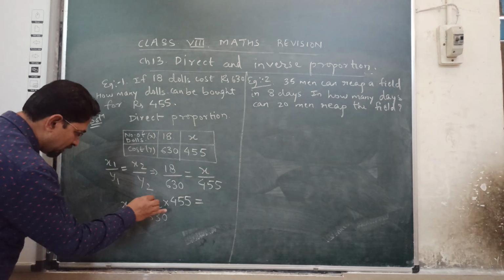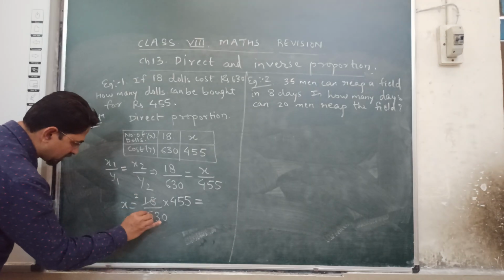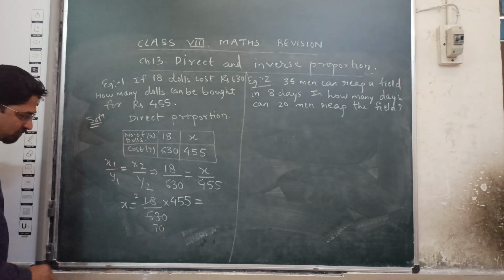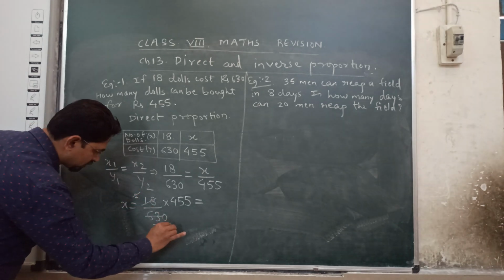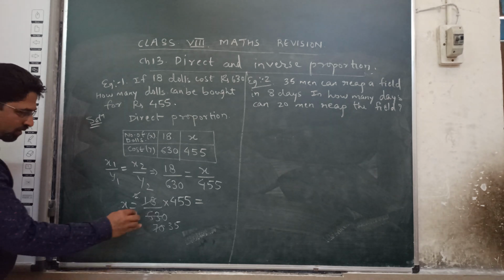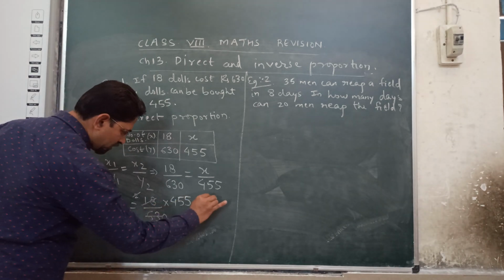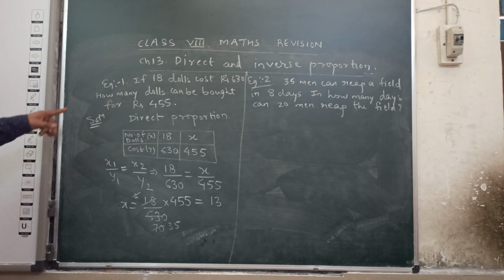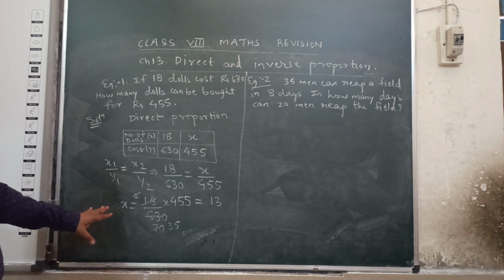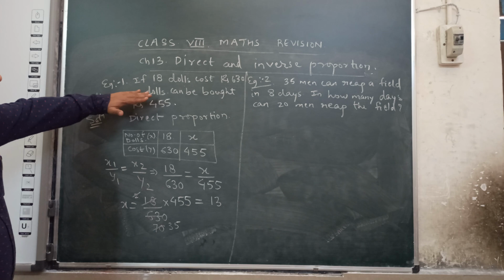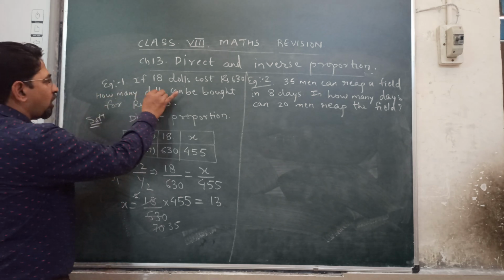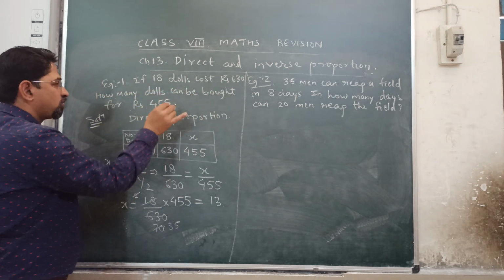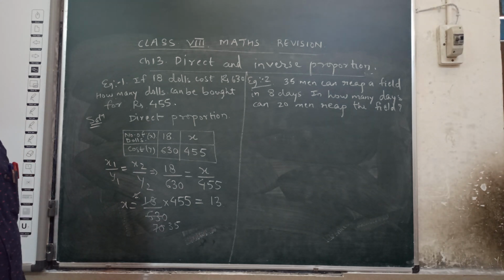Let's cancel it. 9 2s are 18, this is 70 times, 2 35 times, and 35 13 times. So 13 dolls can be purchased for rupees 455. Finally, we will write the answer according to the question: 13 dolls can be bought for rupees 455.